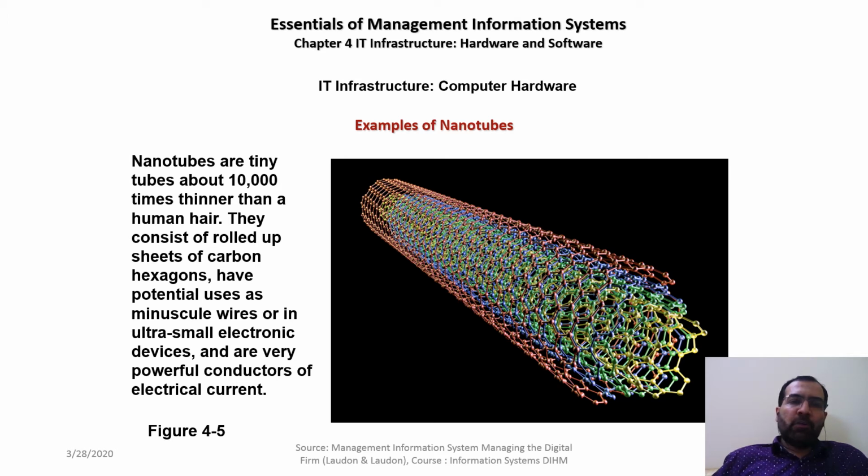Nanotubes are so tiny, about 10,000 or even more times thinner than a human hair. You can just imagine it. With the naked eye, it is difficult to see. They consist of rolled up sheets of carbon hexagons, have potential uses as minuscule wires or in ultra small electronic devices, and are a very powerful conductor of electric current.